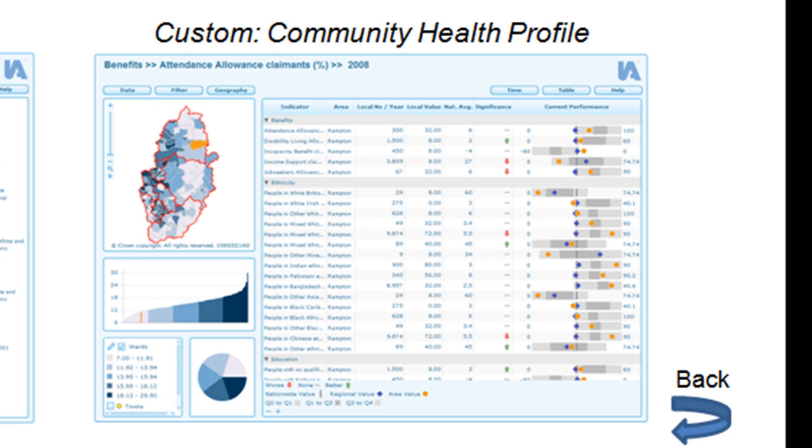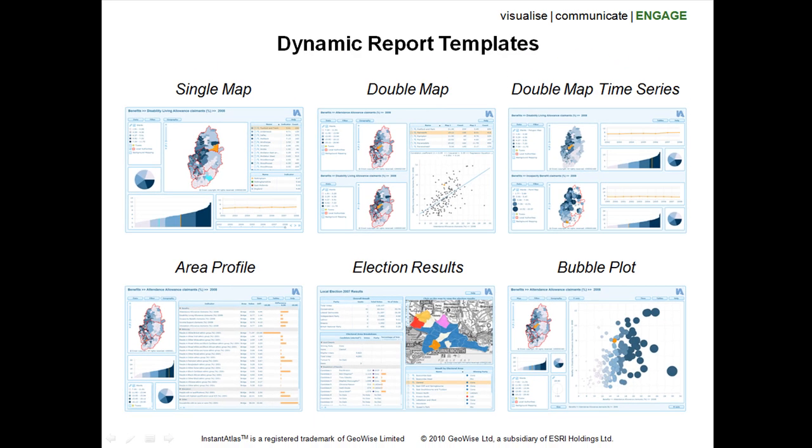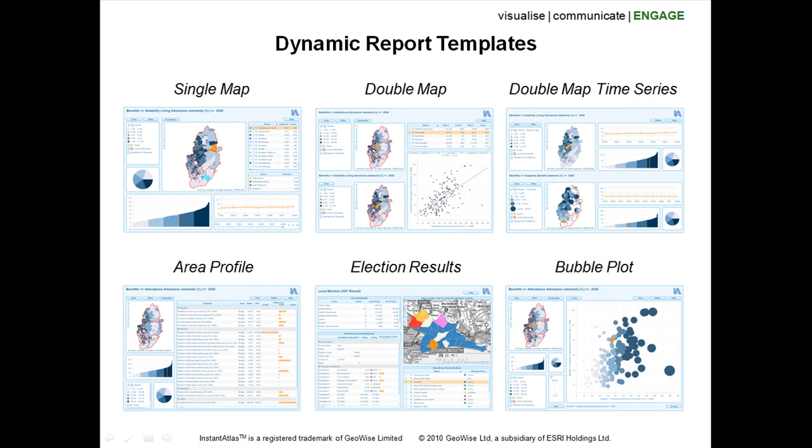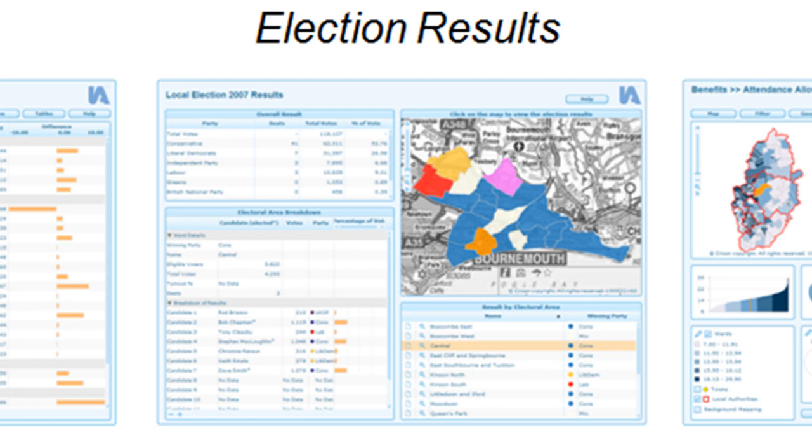Now going back to our main page, there's also an election results template, which shows you a map with the results of an election based on the winning party. It has a table with the results by area, a table with overall results, and a horizontal bar chart showing area-by-area details and a breakdown of results for each candidate in that area.